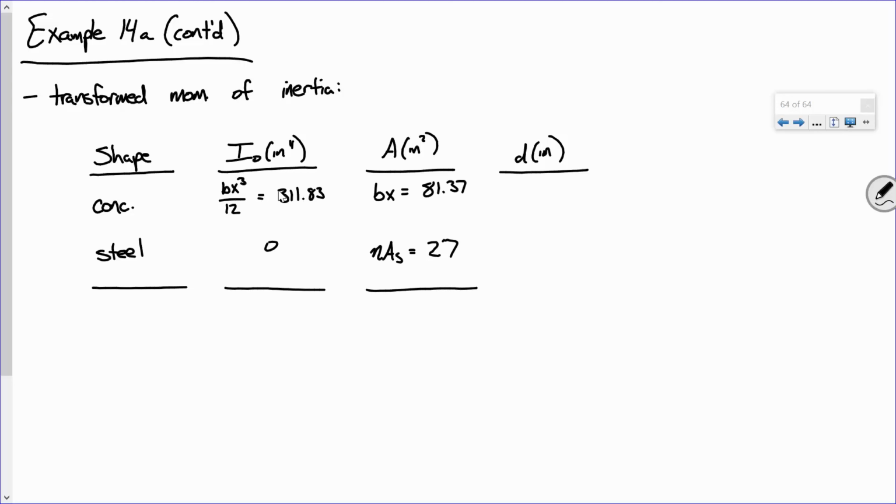For our d distance, it's from the centroid of the whole thing to the centroid of each individual shape. So how do we get from the neutral axis to the centroid of the rectangle? X over 2. So plug and chug, and that's like 3.39. And how do we get from the centroid of the whole thing to where the steel is? 17 minus x, or d minus x, which is 10.22.